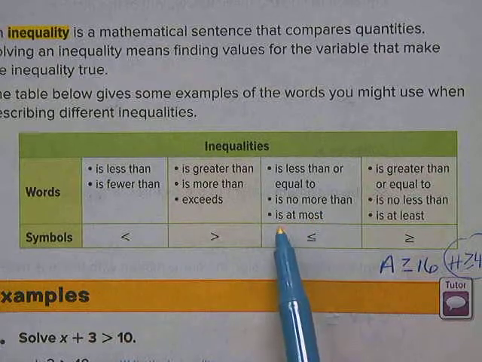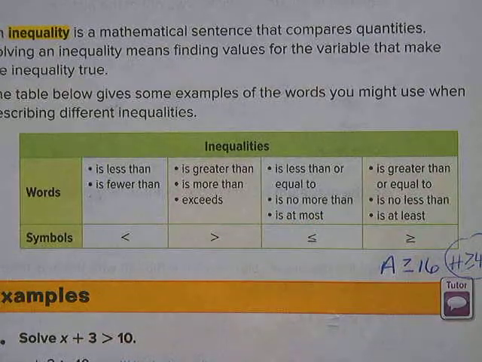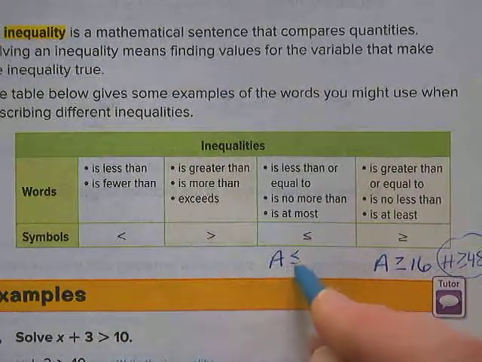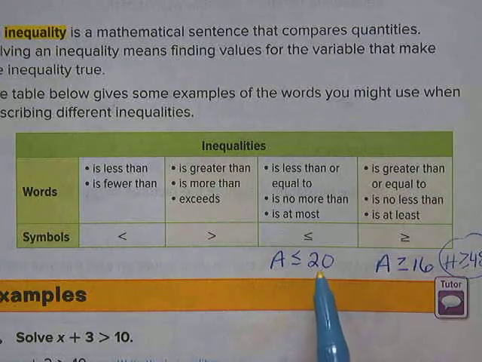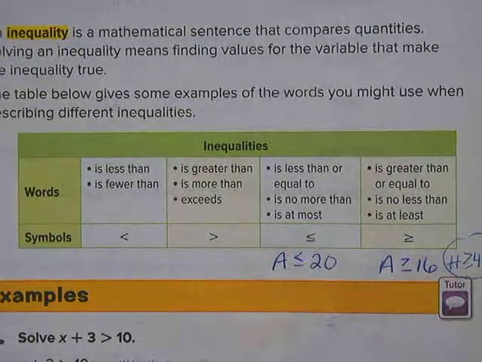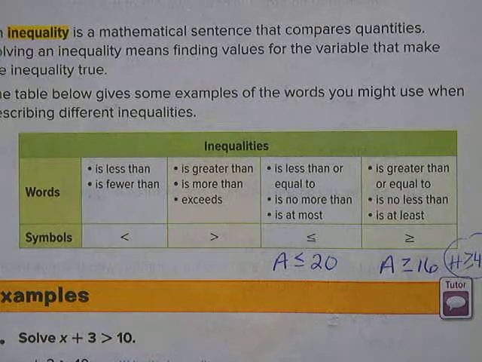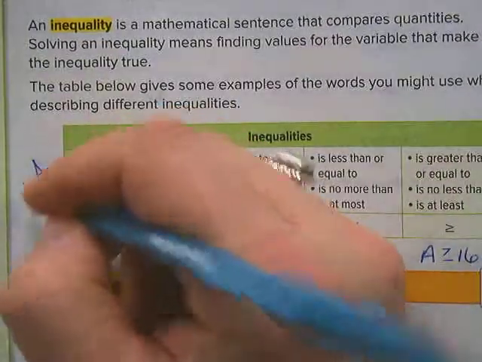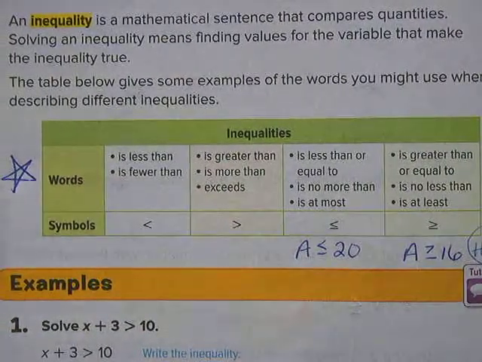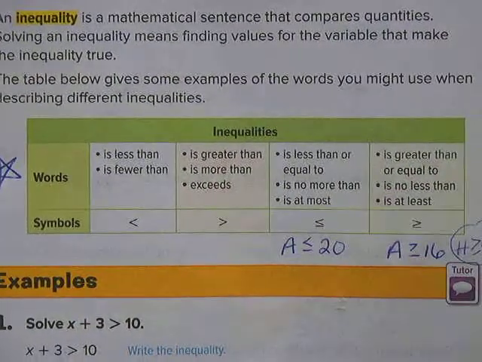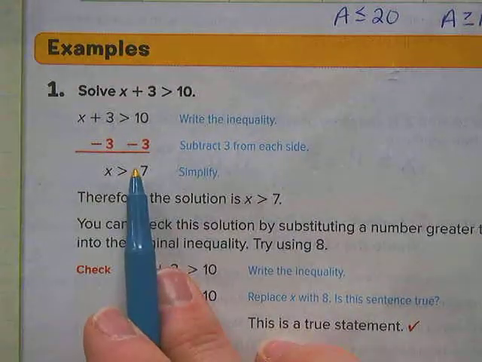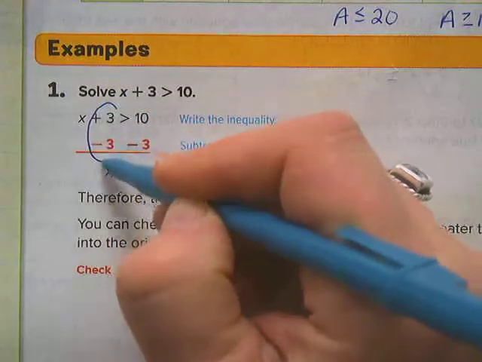At most: if you hear the words "at most," I will give you at most $20 to go to the movies. That means your allowance is at most 20. That means 20 is the highest, but it could be less than that. So I would refer to this green chart whenever you have a word problem. It will help you make sure that you've got the correct ideas or the correct symbols.